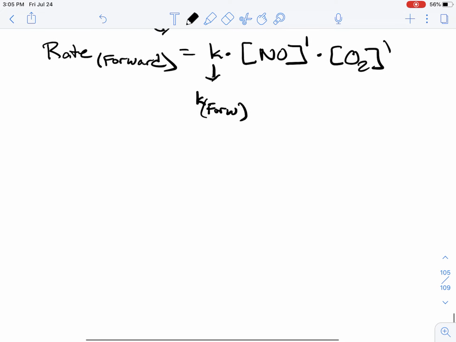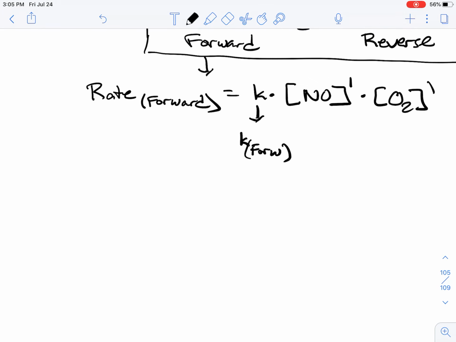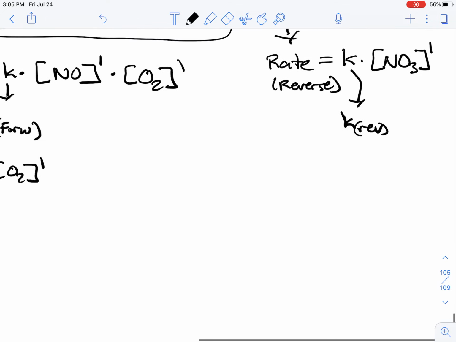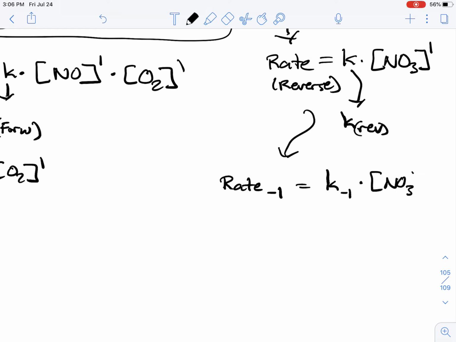Okay. And so I can go ahead and clean up my work so that the rate in the forward direction is equal to the rate constant K1 in the forward direction times NO raised to the first power times O2 raised to the first power. Okay. And so I can clean this up and say that the rate of the reverse, which is -1, is equal to K-1, the rate constant of the reverse reaction, times the concentration of NO3 raised to the first power.